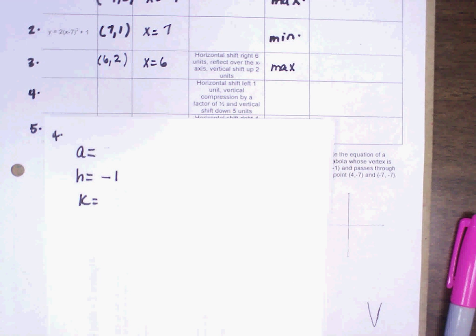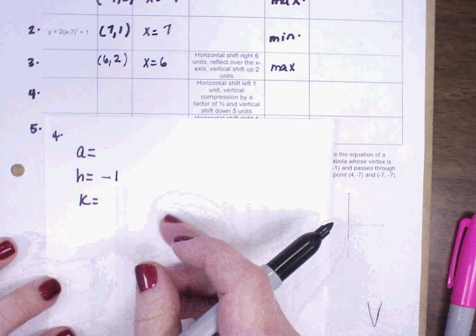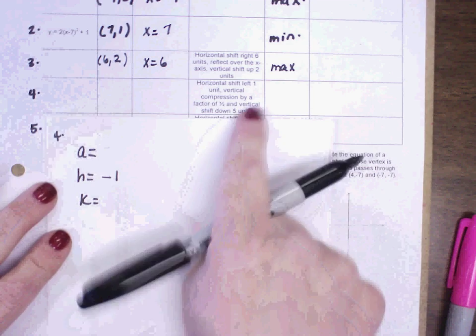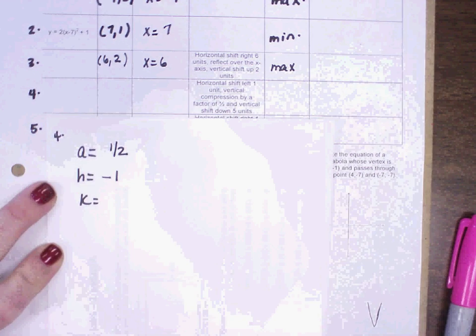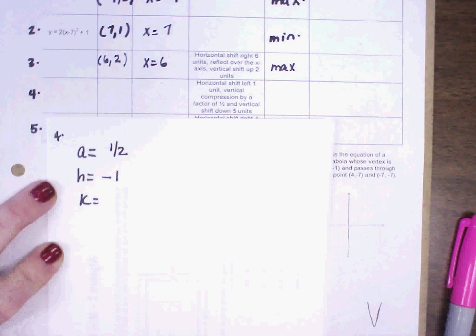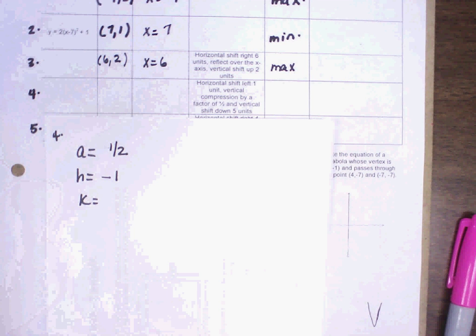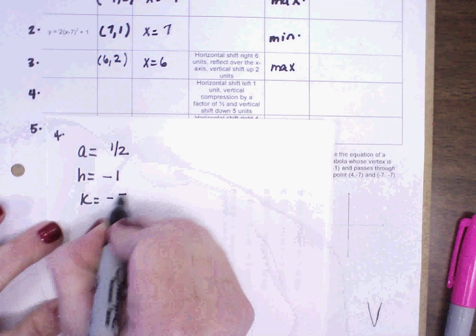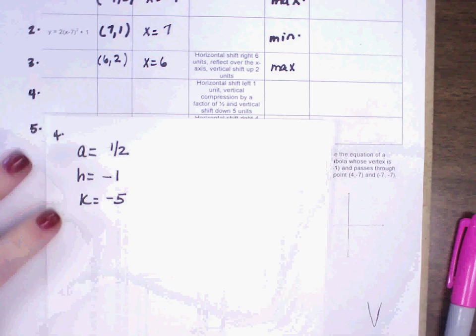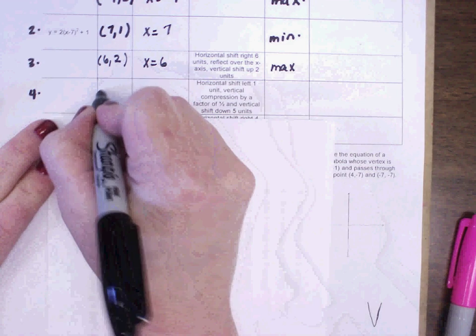All right, look at this. Vertical compression. So we're going to see our love handles, right? La lonjita. We're going to see it. So that means it's going to be with a scale factor of 1/2. So A equals what? 1/2. It doesn't say that it's reflected, so it should not be negative, right? And then it says a vertical shift down 5 units. Negative 5.